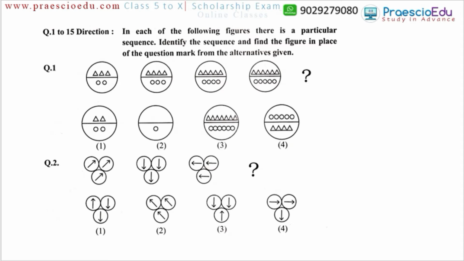In each of the following figures, there is a particular sequence, or we can say a series. In the series, things are given sequentially. Identify the sequence and find the figure in place of the question mark from the alternatives, meaning from the options we have to choose the correct one, so that our sequence, or series, should not get disturbed and will be continued.